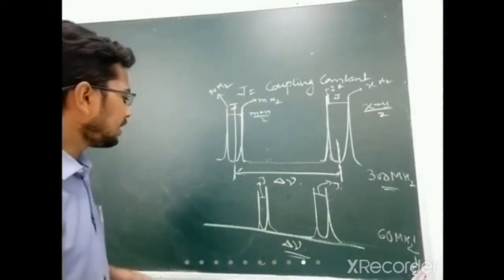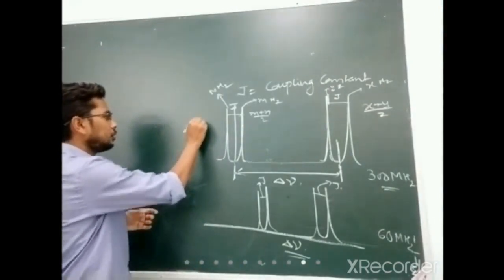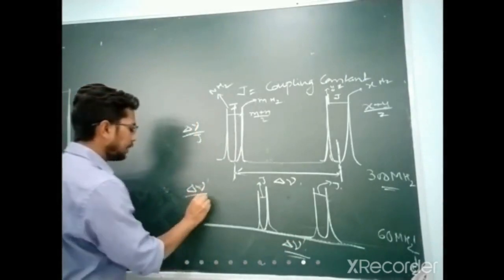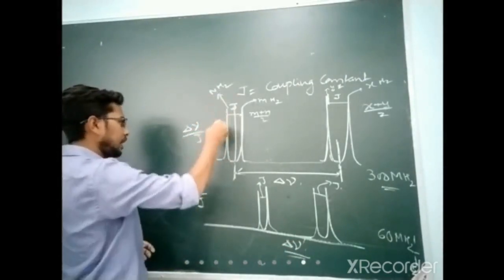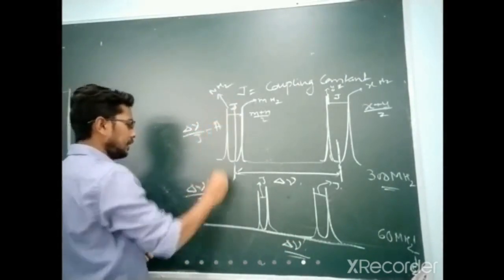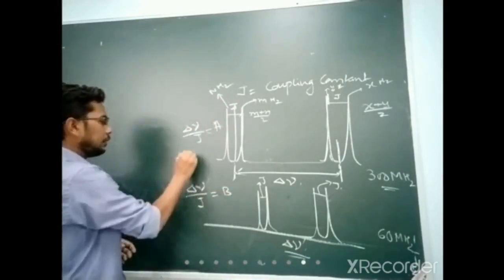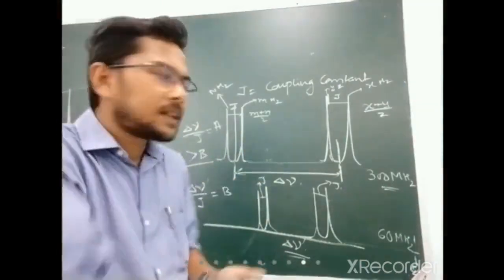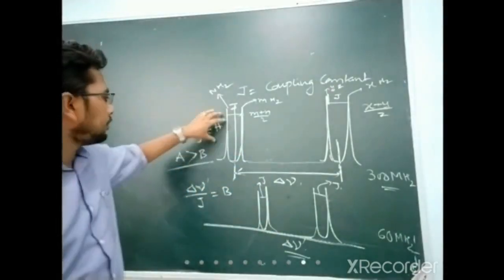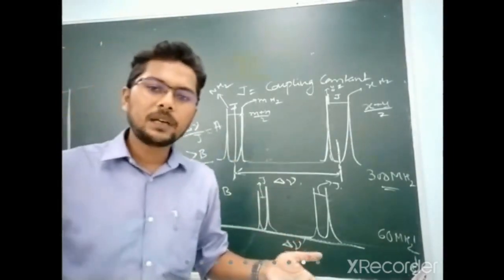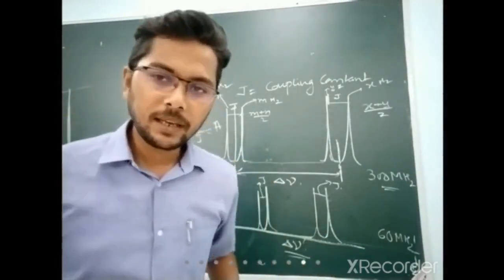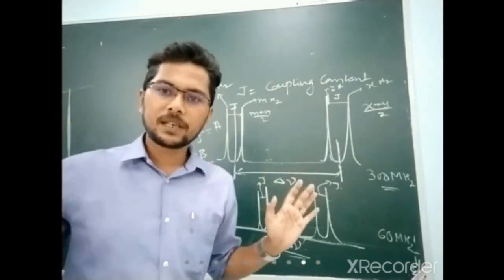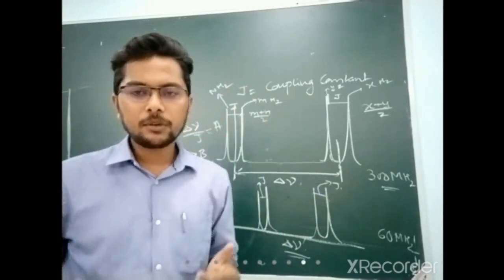So if you see here delta nu by J, and here if you calculate delta nu dash by J, suppose I write a value a here and b here. Then a will always be greater than b. The bigger the value a, the better will be your NMR spectra. If it is more than 8, it is very good and is called a first order spectra, a very first class spectra. And if you go down, it will become second order spectra.